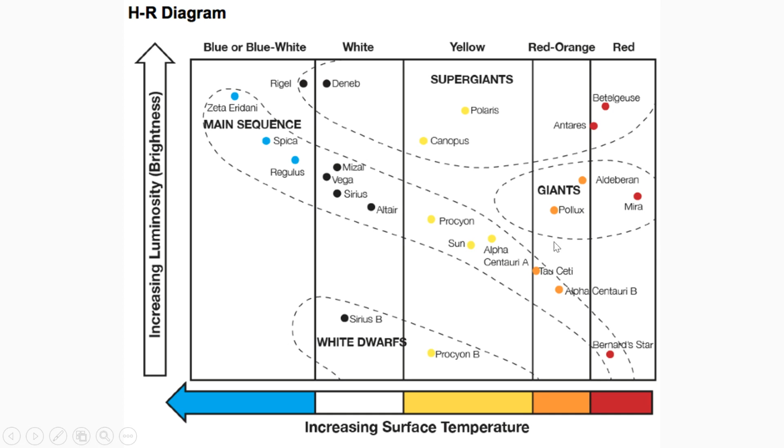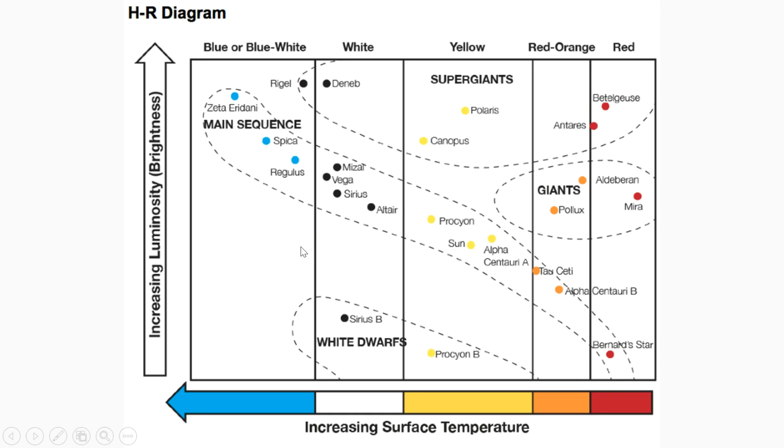Here are giants. They have cool temperatures because they're on the right side of the HR diagram. But they are pretty bright. They're about average brightness, a little bit above average. Our supergiants, they can be really cool as Betelgeuse and Antares, or they can be really hot like Rigel or Deneb. And they're all very bright. They're at the top of the HR diagram. So even though Betelgeuse is cool, it's at the top of the HR diagram, making it also very bright.